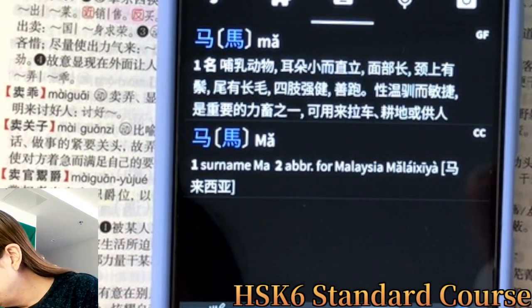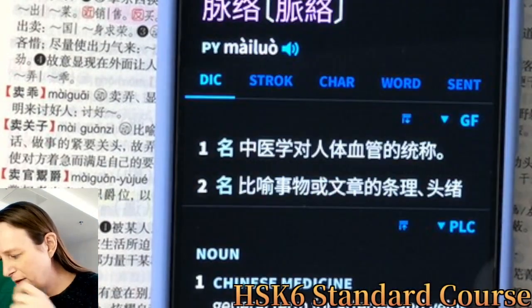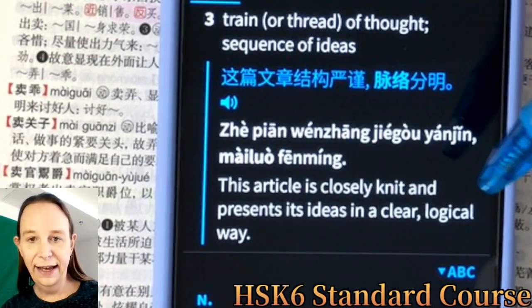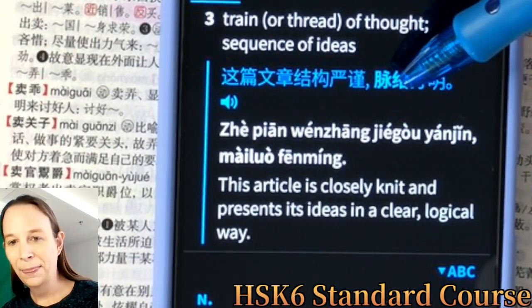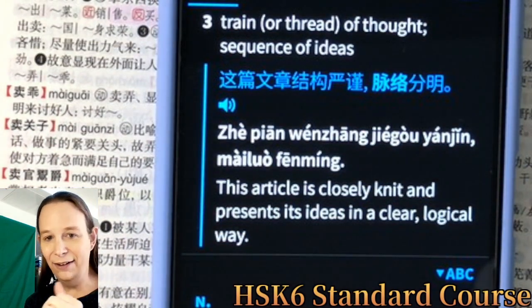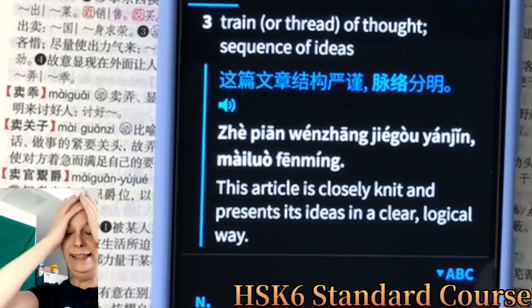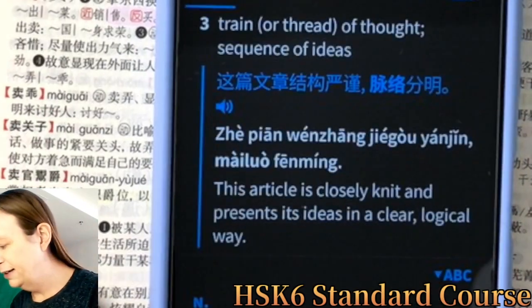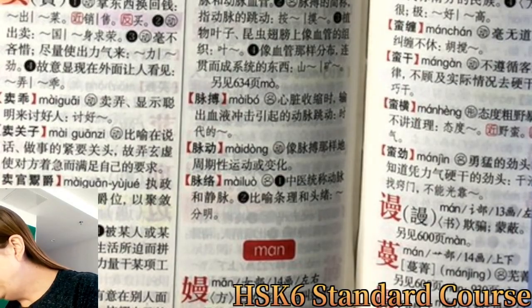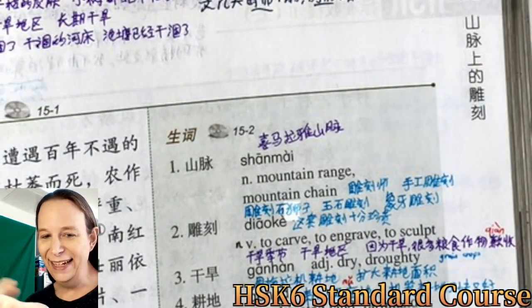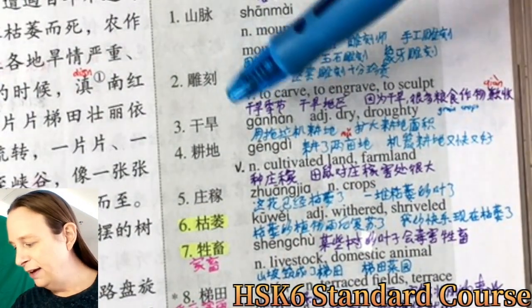Here's an example: 这篇文章结构严谨, 脉络分明. Okay, so this is the ins and outs of the article. You can kind of see the network of veins and arteries being a metaphor for the interconnections, I guess. 条理头绪. Yeah. All right. So the 脉 in 山脉 is vein and artery, for some reason. I don't know. Okay.